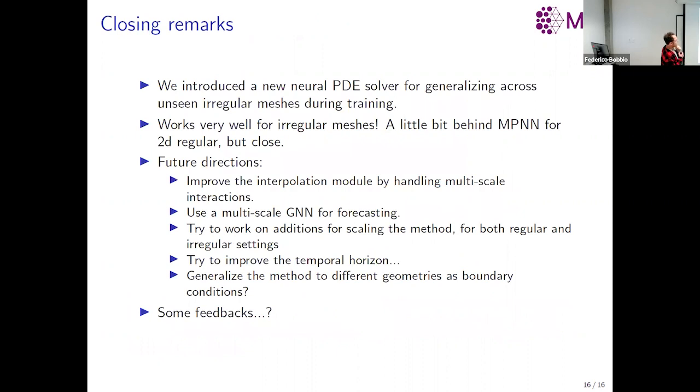Okay, and I'm going to finish. Hopefully, we have time for questions if you want. So, we developed a method that really wants to work on irregular meshes and do super resolution. It works very well for irregular meshes. For 2D, it seems to be struggling a little bit more.